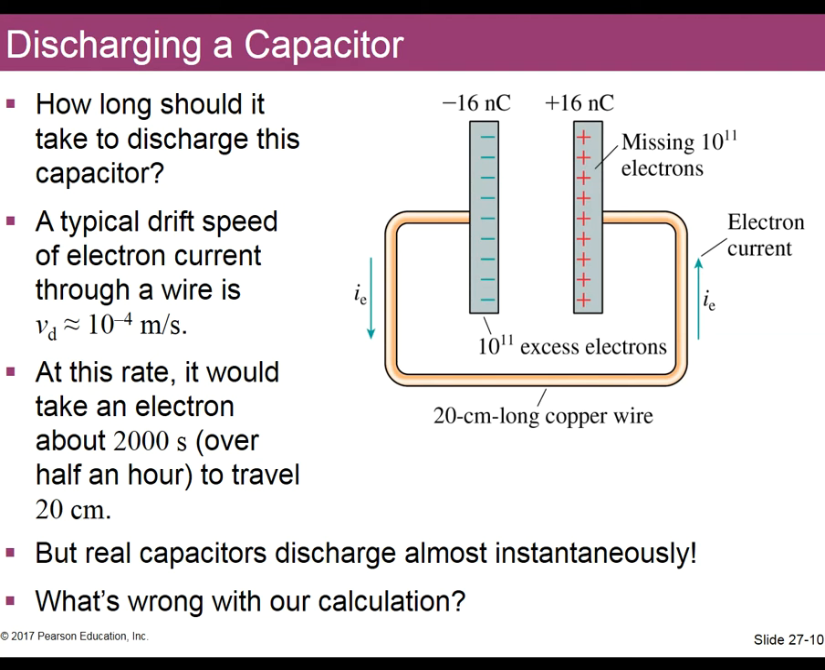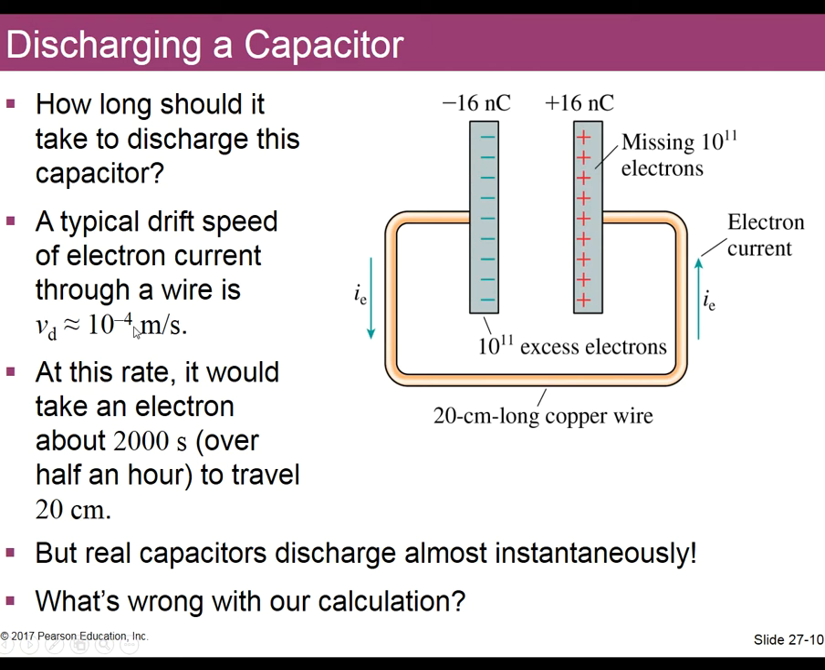So if you think about how long it should take to discharge a capacitor here, imagine some typical numbers. You've got 16 nanocoulombs. This means that in a piece of material here, imagine that there's 10 to the 11 missing electrons over here, and there's 10 to the 11 excess electrons over here for this 16 nanocoulomb. Remember, the way that we can do this is we can imagine that each electron is 10 to the minus 19 coulomb. And so if you have a certain amount of nanocoulomb, you can figure out how many excess electrons there are.